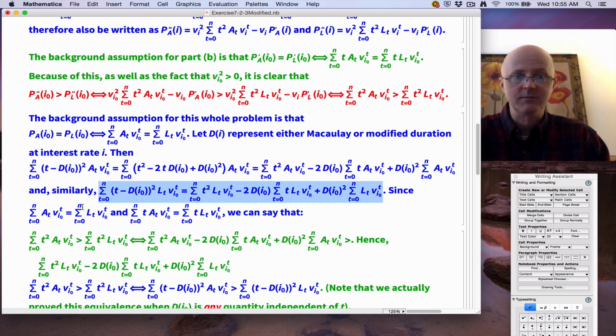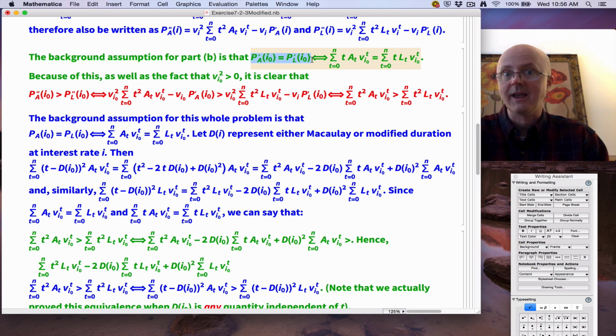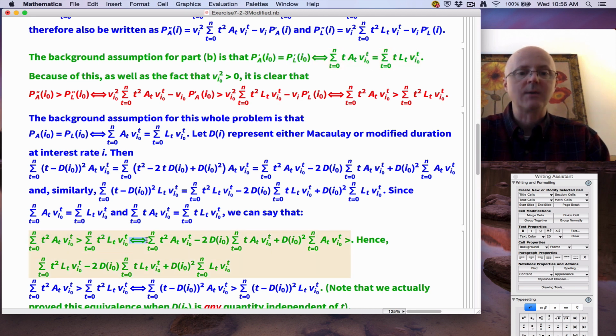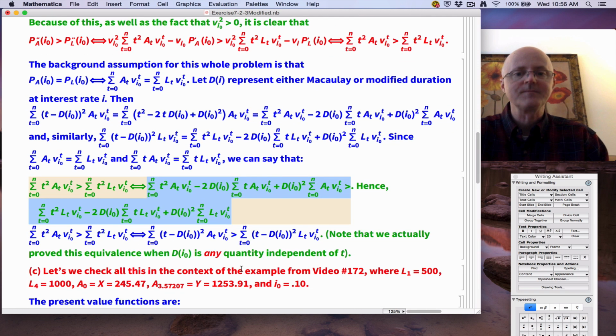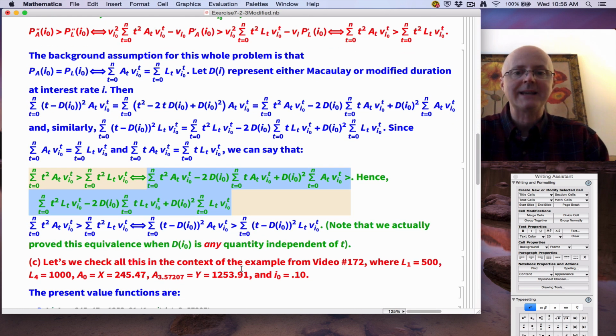So now use what you're assuming. We're assuming the present values are equal. That's the background assumption for the whole problem. And we know these two things are equal because we're assuming these two things are equal. That's really from part A. Okay? So now you can essentially get your equivalencies. This inequality is equivalent to this one right here that goes over two lines, because essentially I'm subtracting and adding equal things from both sides.